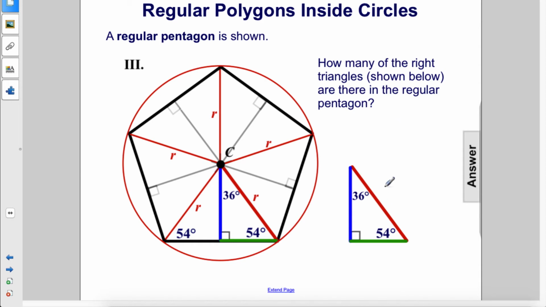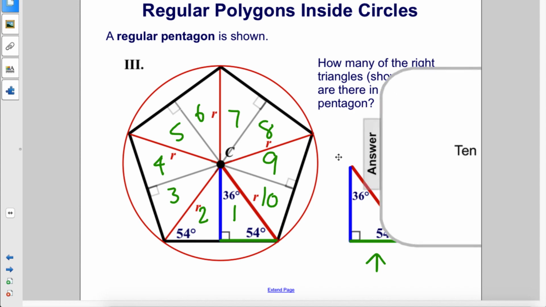A regular pentagon is shown. How many of the right triangles shown below are there in the regular pentagon? All right, so we have one here. We have another one here, there, and so on. There are 10 of these right triangles in the pentagon.